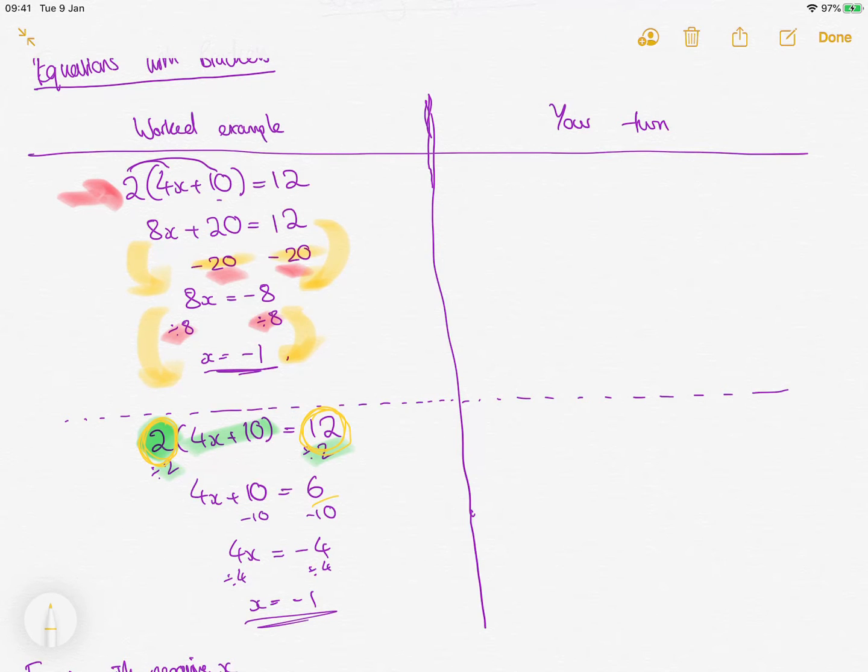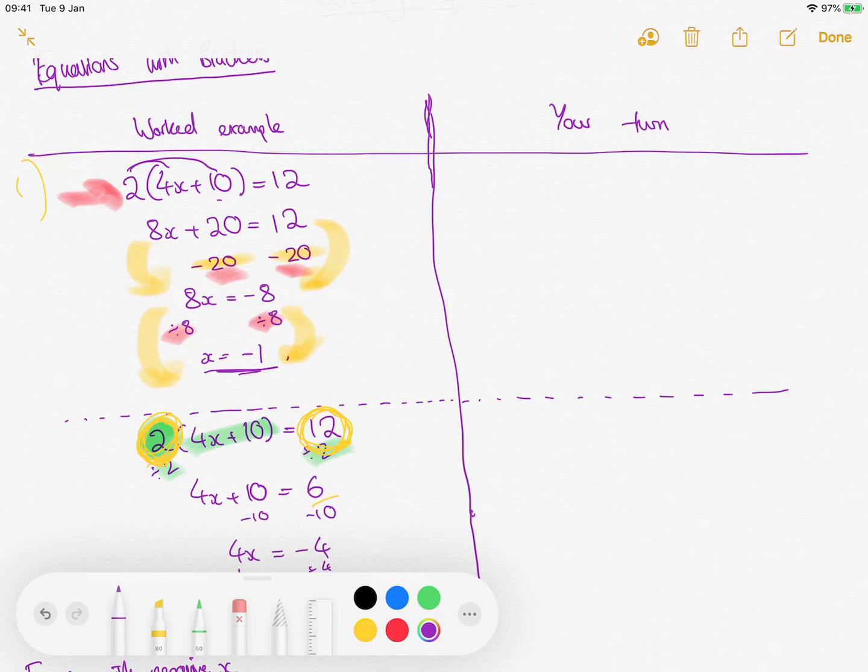But say this number was like 50 and this number was 3, then I'd get 50 over 3 and I'd start to work with fractions. So I think it's easy if the number in front is a factor of the number on the end, then you can just divide, but otherwise it's probably easier to do this first method here.